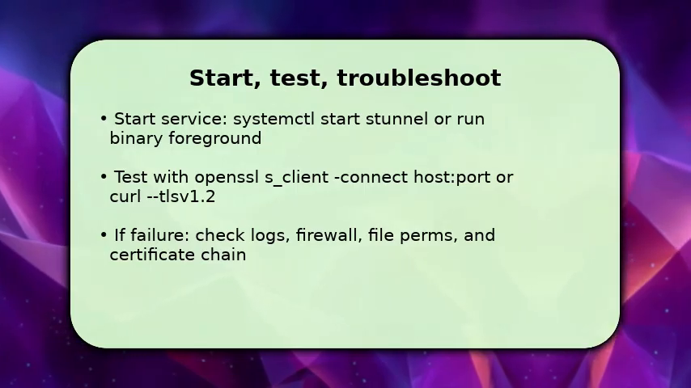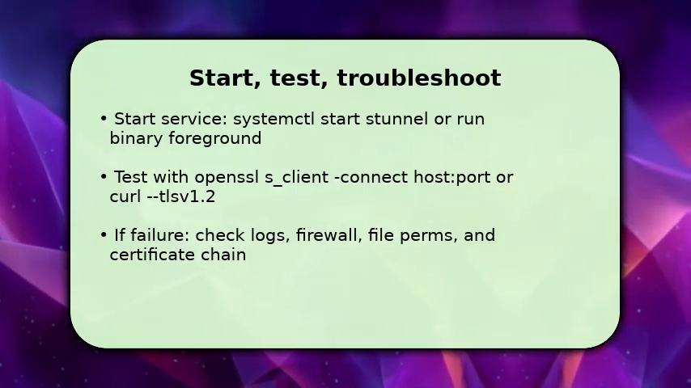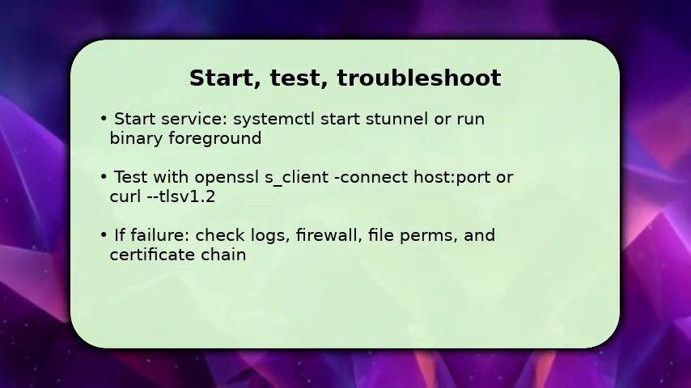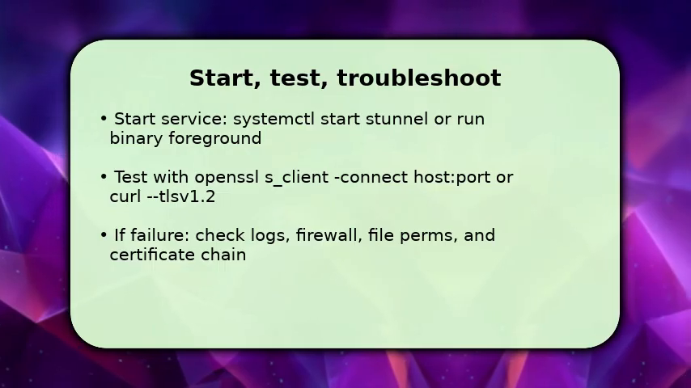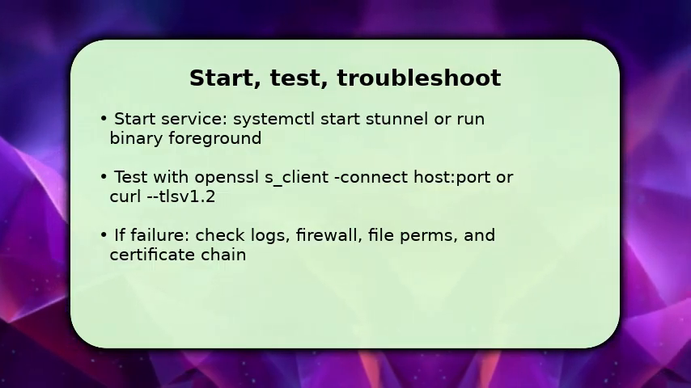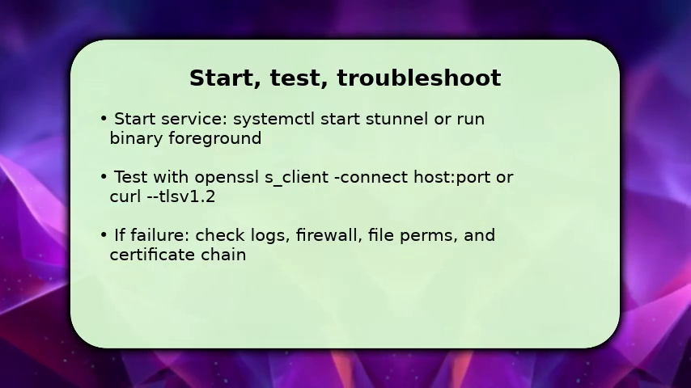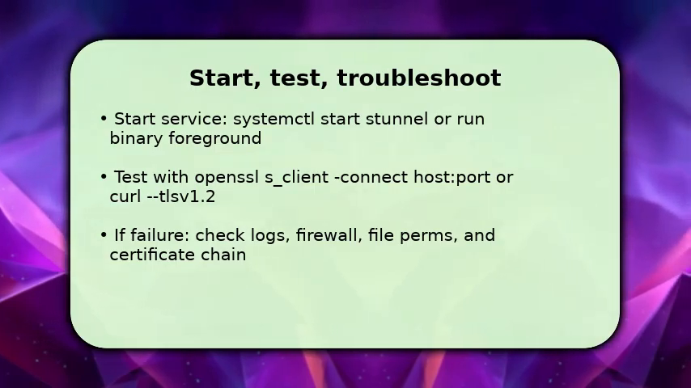If something goes wrong, check the Stunnel logs and system journal first, then confirm firewall rules, file permissions, and complete certificate chain. A single missing intermediate cert is the most common cause of handshake failures.